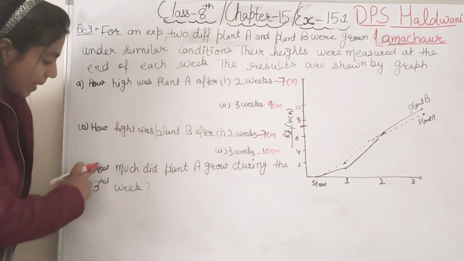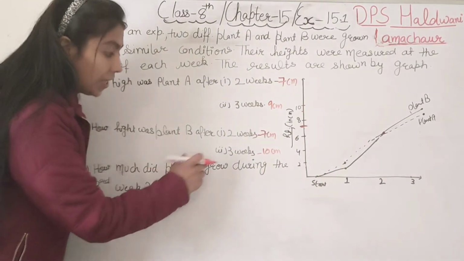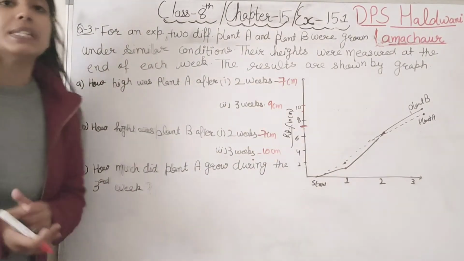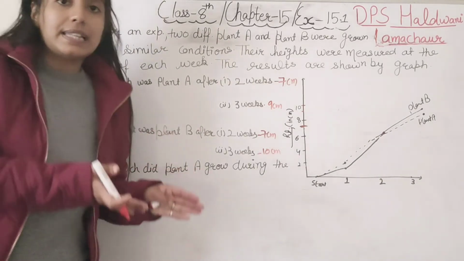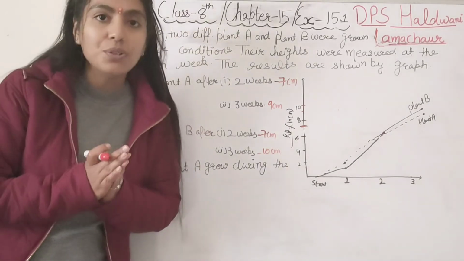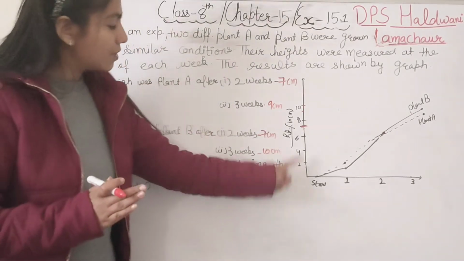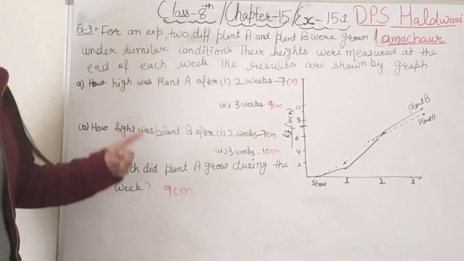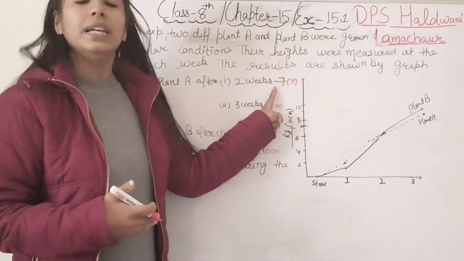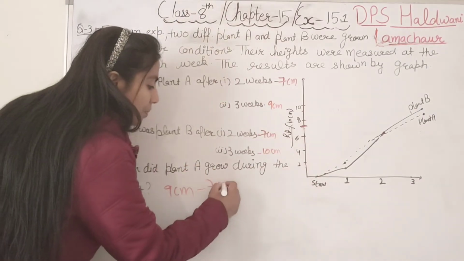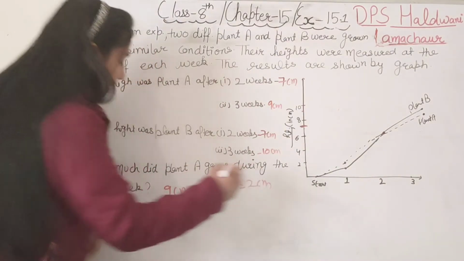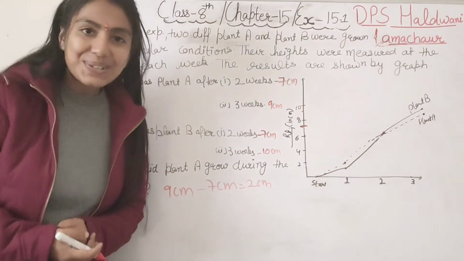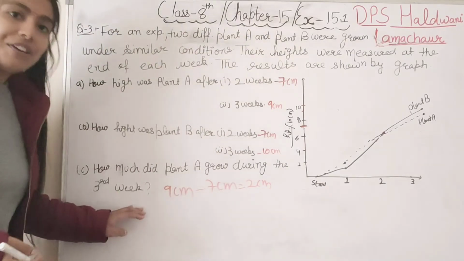Okay. Coming to our C part, how much did plant A grow during the third week? Meaning, student, in the third week how much has it grown? Obviously, you will compare the second week with the third. In the third week it has grown, already we have it at 9 centimeter. It means third week, 9 centimeter. Last week, in the second week, it was 7 centimeter. So when we compare, in the third week plant A grew 2 centimeter. Right, student? I hope you understood.